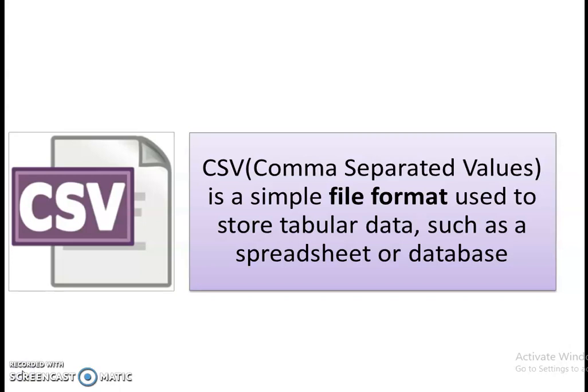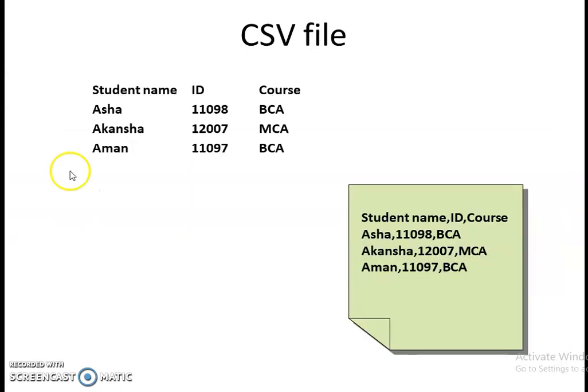CSV stands for comma separated values, and it is a simple file format that is used to store tabular data such as spreadsheet or database, right? Here you can see this kind of tabular data we can store in CSV files, and here you can see values are separated using comma. Now we will see how to write data in CSV files.